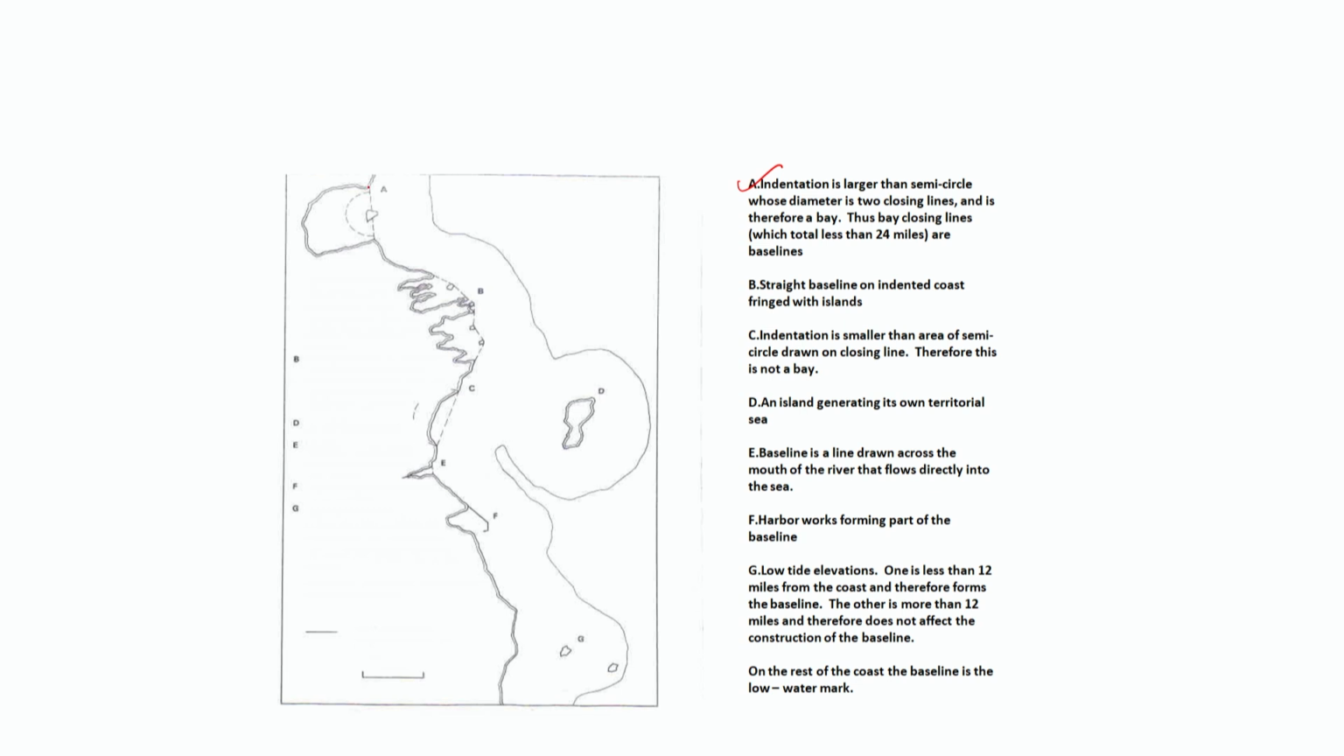These are the closing lines between this point and this point, whose total is less than 24 nautical miles. The bay closing lines which total less than 24 nautical miles are baselines. So therefore, for the division between the two states, we need to consider that it should be less than 24 nautical miles. That means from this point to this point, it should be less than 24 nautical miles.